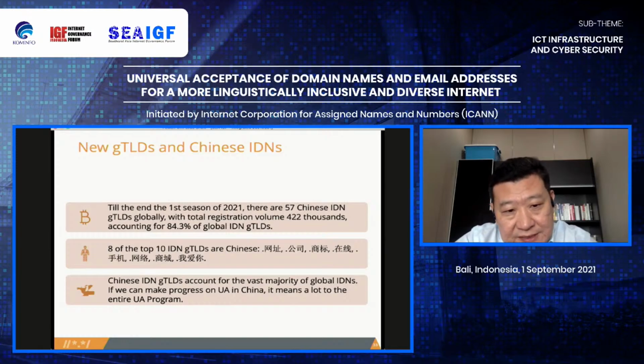So we can see the Chinese IDN gTLDs account for the vast majority of the global IDNs. So I think the progress of the Chinese IDNs in China, especially the UA progress, means a lot to the entire new gTLD program and the UA program. Next slide, please.